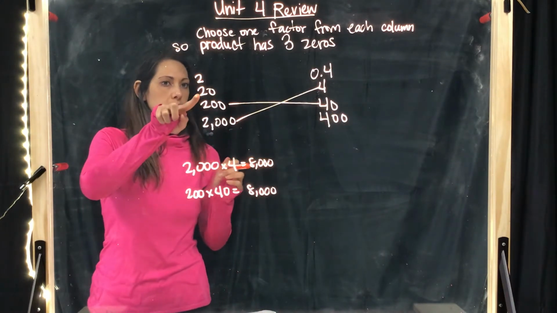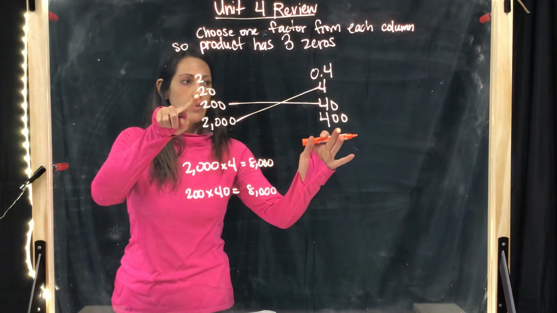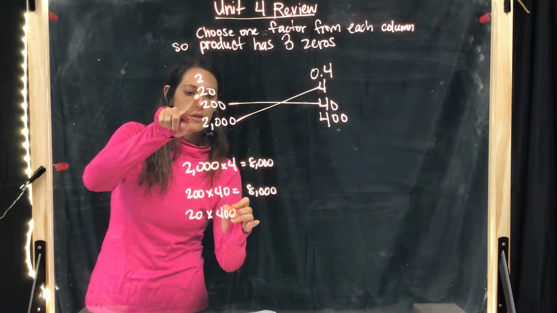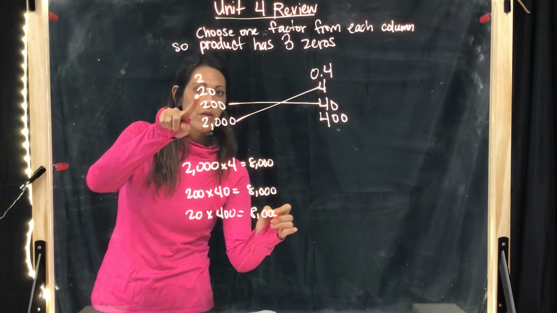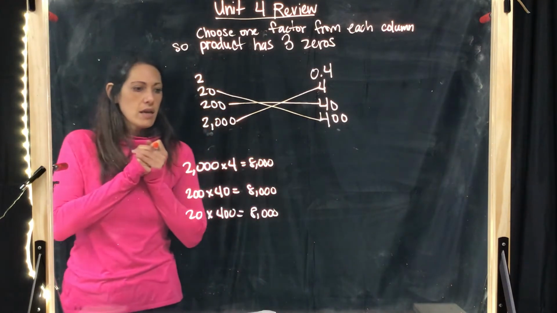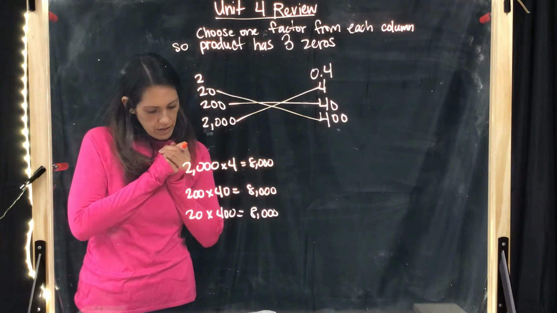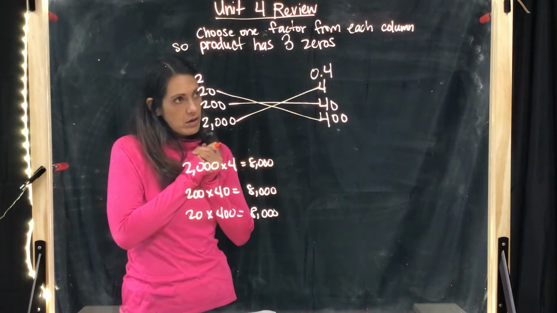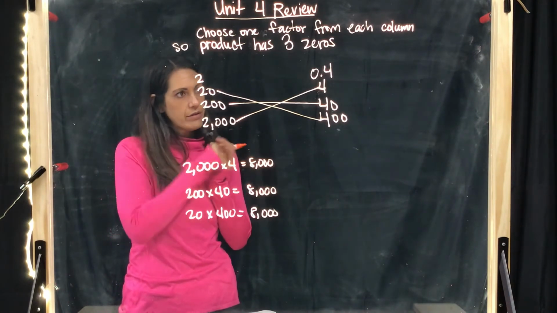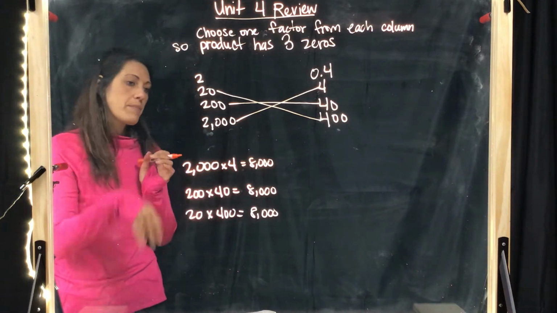Let's see. Oh, I see this one, 20 and 400. That could work, right? 20 has 1 zero. 400 has 2 zeros. Together, they have 3 zeros. And let's see if anything else would give me something that has 3 zeros. That decimal I don't think will work. I would need to have a third zero. So I think these are the 3 possible answers.